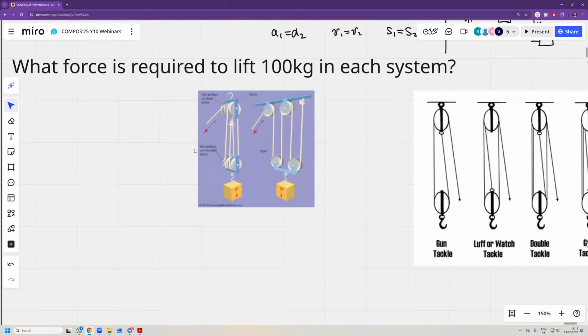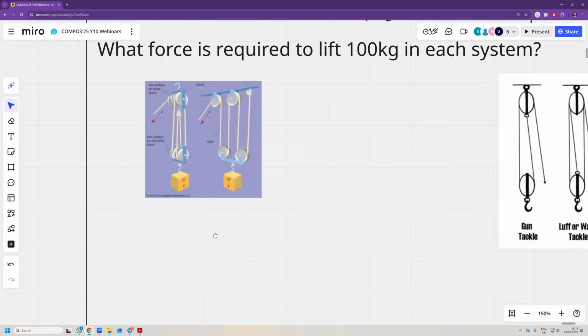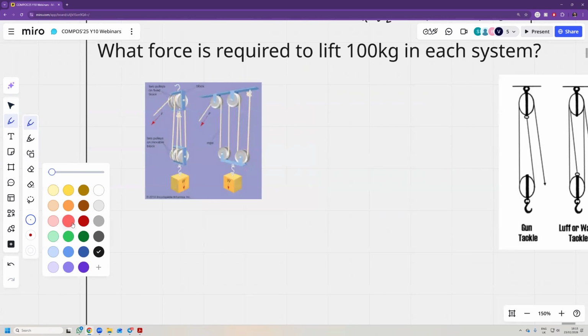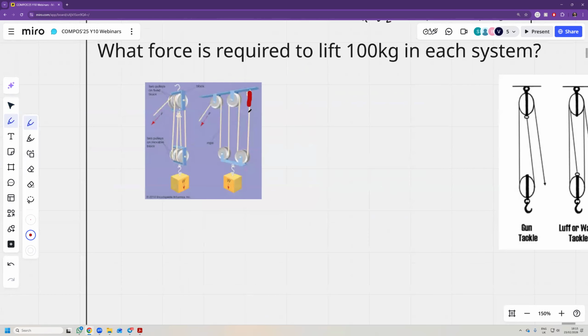So, what force is required to lift 100 kilograms in each system? So, what do we notice here? Well, the first thing that you should notice is that this is a single rope. That means the tension in the rope is the same everywhere.